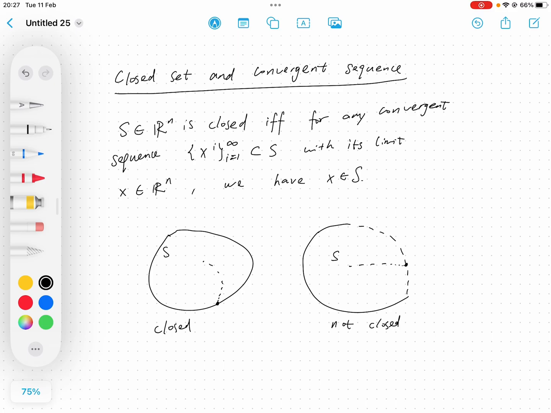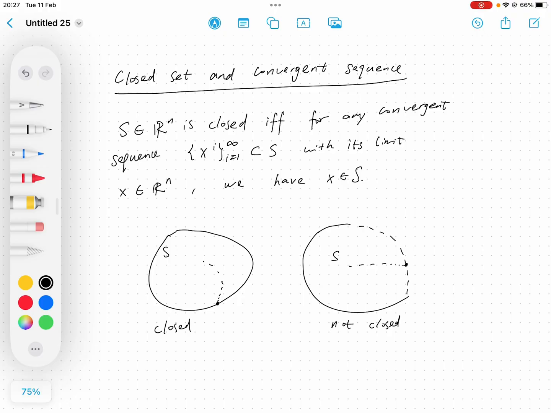Essentially it's saying that if some set S in Rn is closed, then for any convergent sequence inside of S, the limit is included, that is, an element of S itself, and the other direction is also true. So this is the proposition, or you can call it a definition, but we're going to prove it. So good, let's do this.